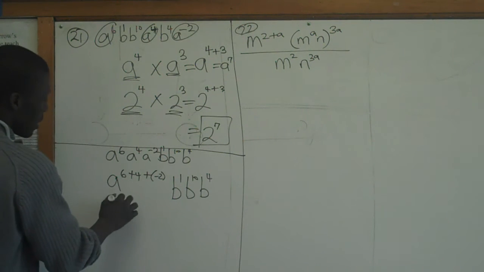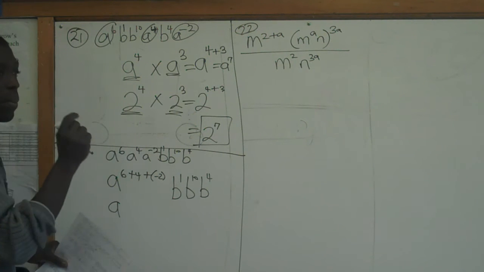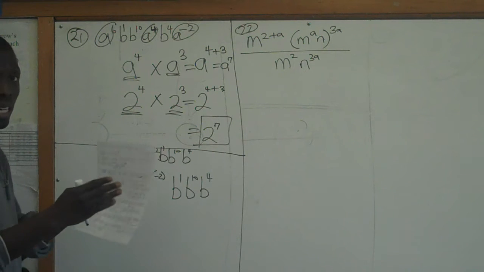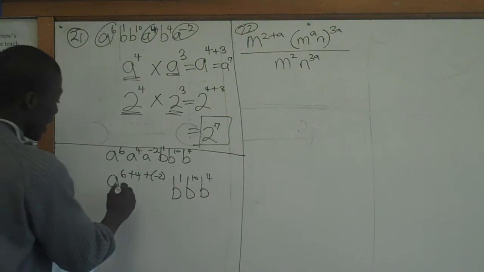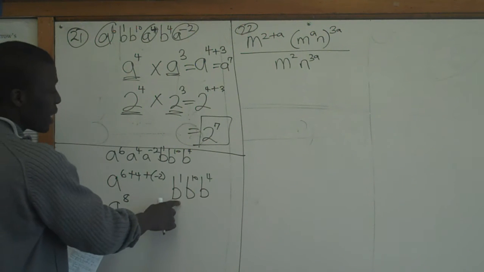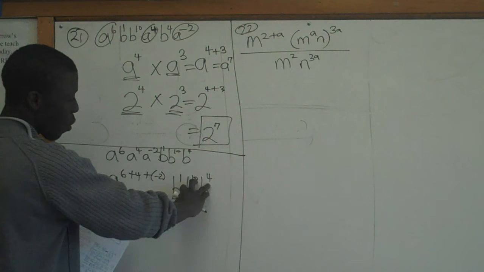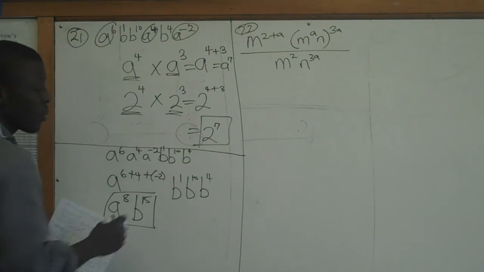So a, and then this is 6 plus 4, 10. 10 plus minus 2. Whenever a plus and a minus meet in this kind of situation, it becomes a minus. So it's 10 minus 2, which is a to the 8th power. And then b to the first power plus this 10. So 1 plus 10 plus 4 would be b to the 15th. That's all you need to do for number 21.